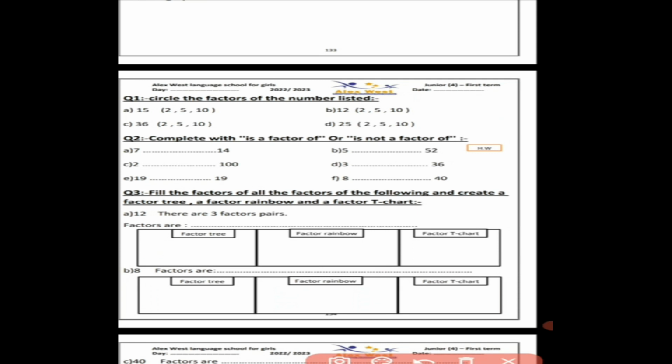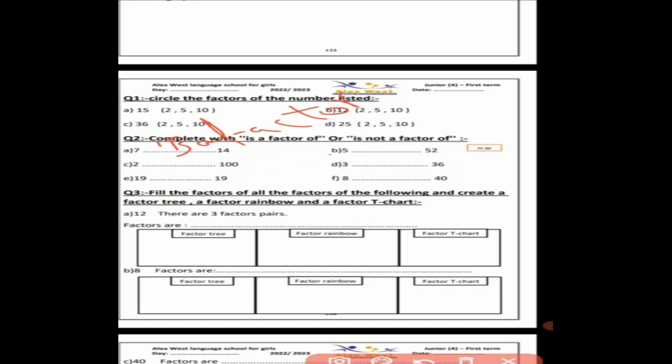Complete with a factor of or isn't a factor of. Is 7 a factor of 14, yes or no? Let's think. We need a number times 7 to get 14. Yes, we have 7 times 2 equals 14. So 7 is a factor of 14.